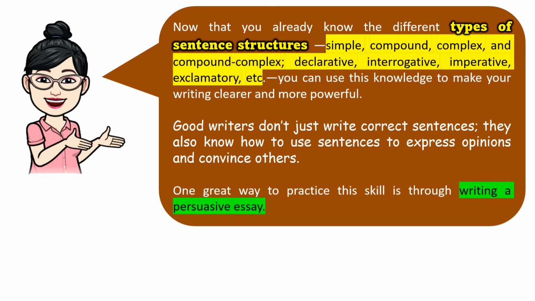Now that you already know the different types of sentence structures: simple, compound, complex, and compound-complex; declarative, interrogative, imperative, exclamatory, and others, you can use this knowledge to make your writing clearer and more powerful. Good writers don't just write correct sentences. They also know how to use sentences to express opinions and convince others. One great way to practice this skill is through writing a persuasive essay.